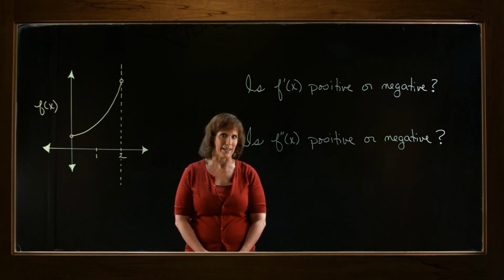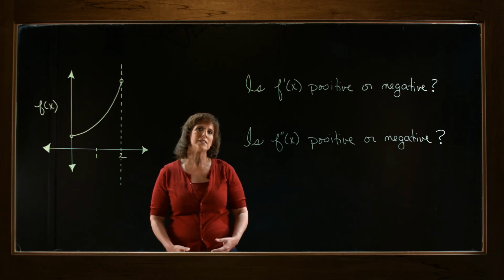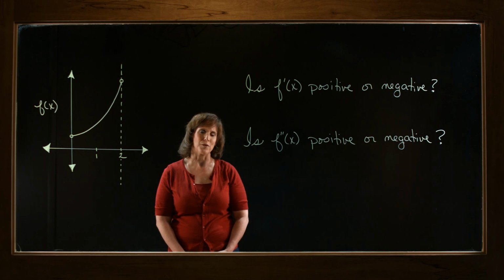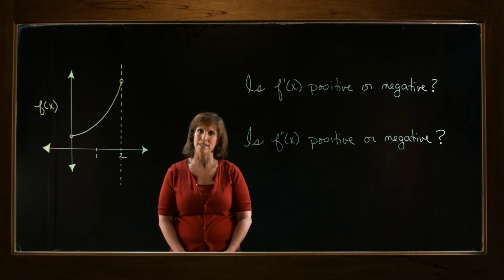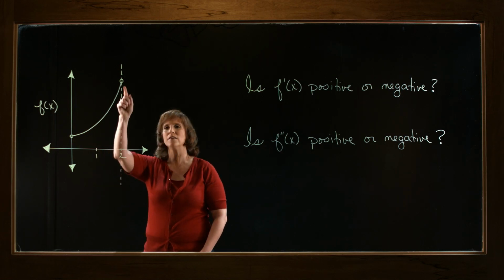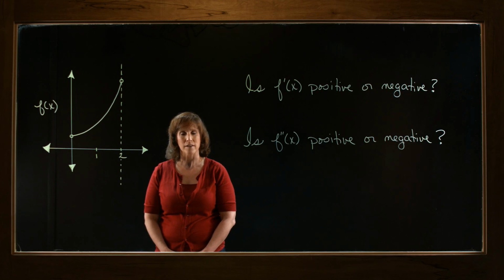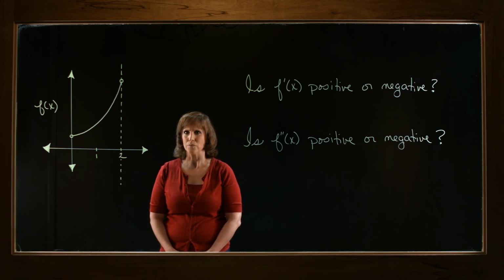In particular, I'd like to know if the first derivative is positive or negative, and if the second derivative is positive or negative. Well, if you remember from the last section, we know that there's a link between the sign of the first derivative and whether a graph is increasing or decreasing. And if we take a look at our picture, you can clearly see that the function is increasing, which means that the first derivative will be positive.